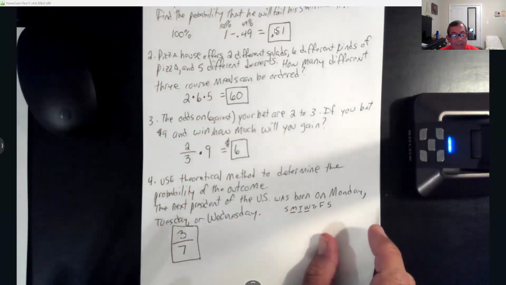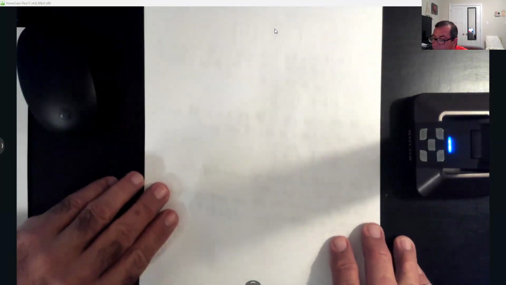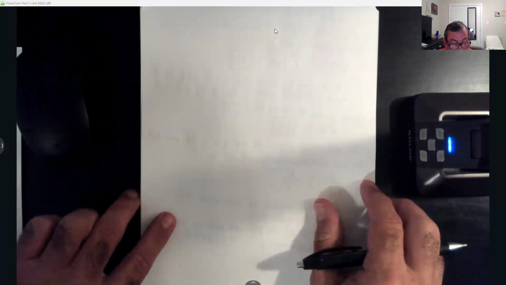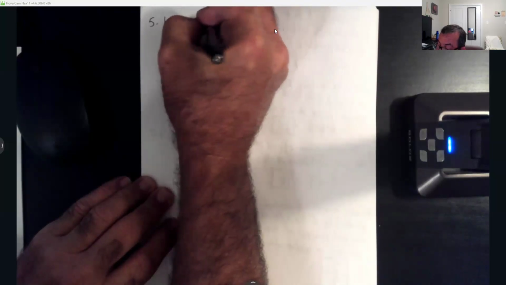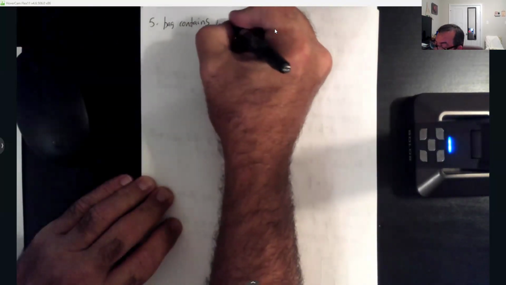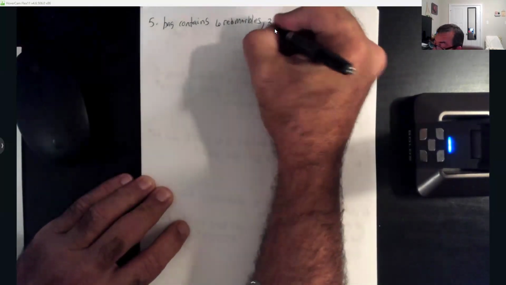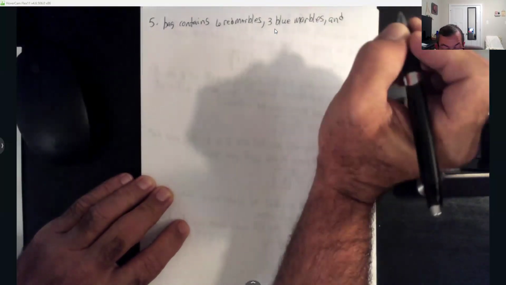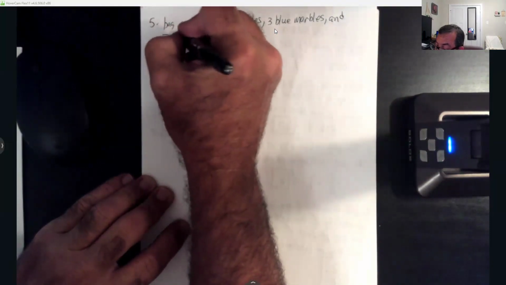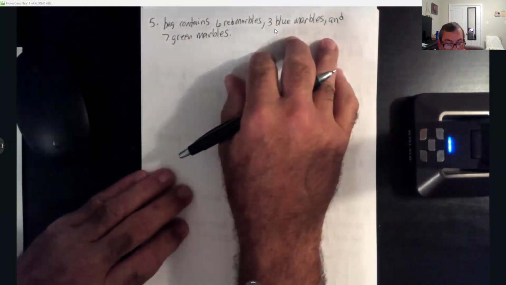Hey, y'all, so that's the first 4 of this. So there were a couple more. So this one deals with a bag full of marbles. All right, so let's see. A bag contains 6 red marbles, 3 blue marbles, and 7 green marbles. So I got a bag full of marbles.